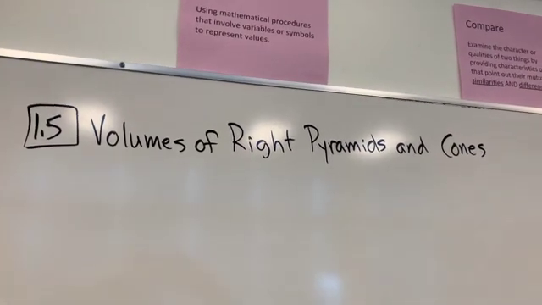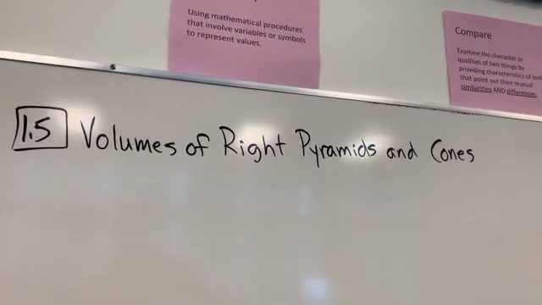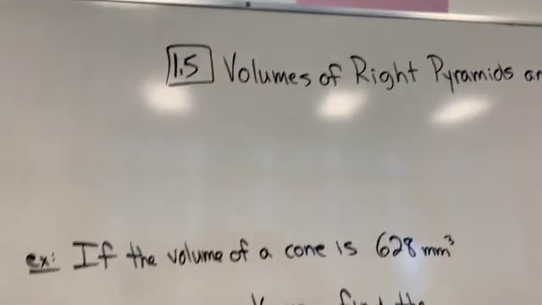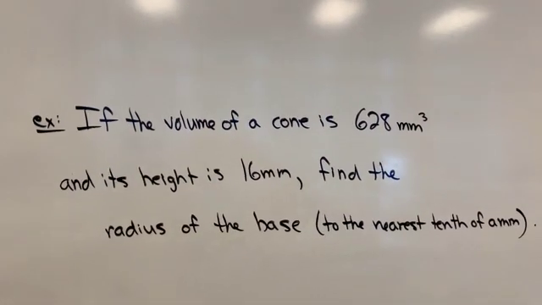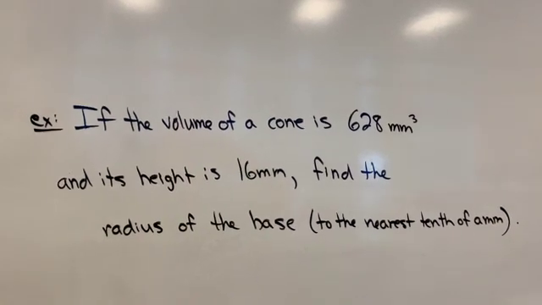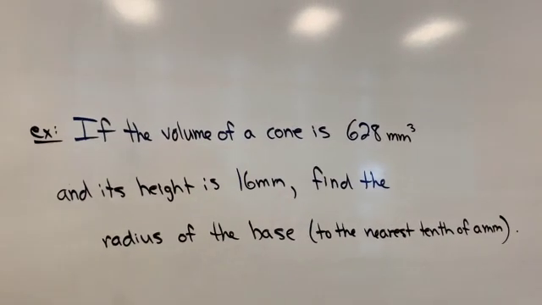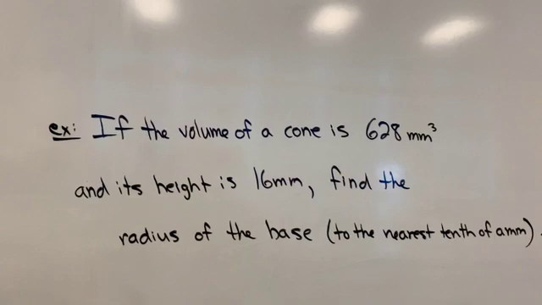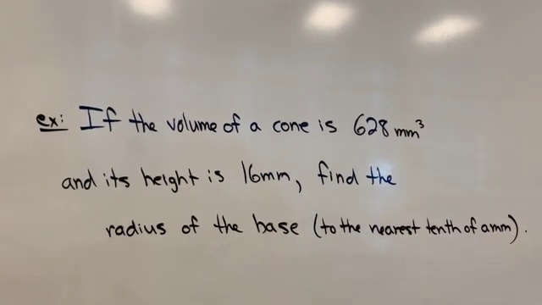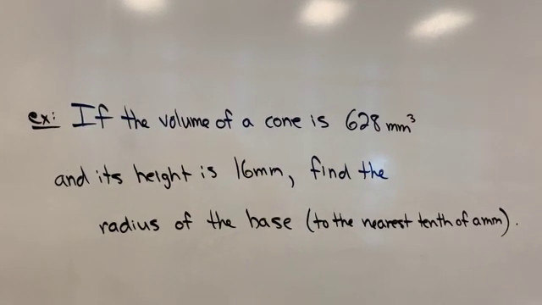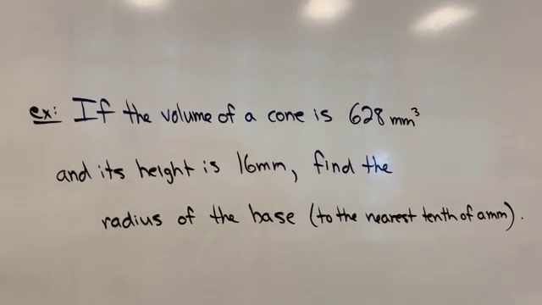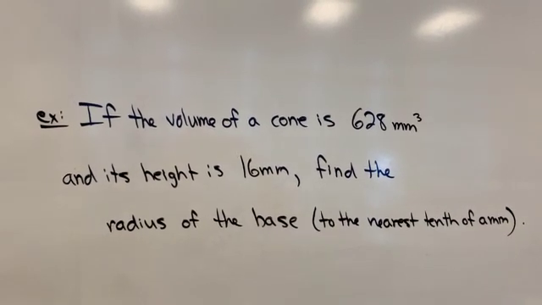This example is out of 1.5, volumes of right pyramids and cones, and it's a bit of a challenging example. It's a little backwards question, where this time they're giving us the volume of a cone, telling us it's 628 cubic millimeters, the height of it is 16 millimeters, and they want us to find the radius of the base to the nearest tenth of a millimeter.